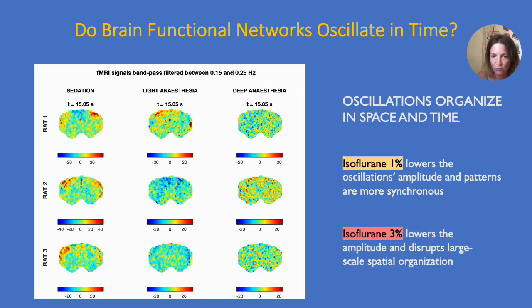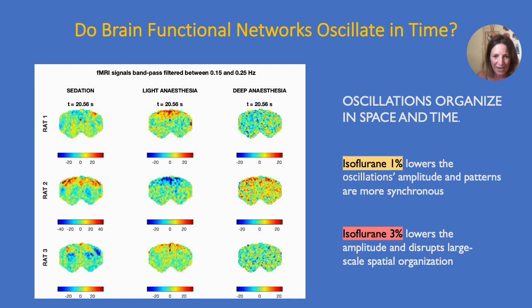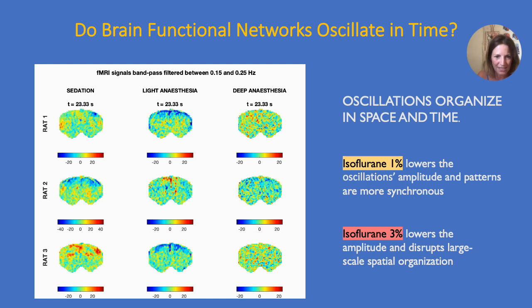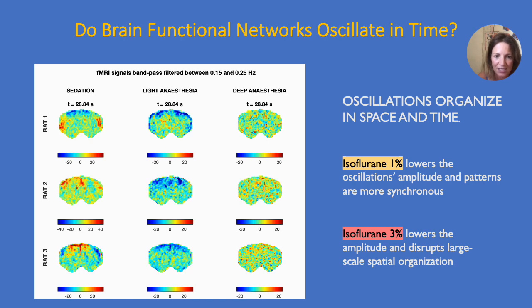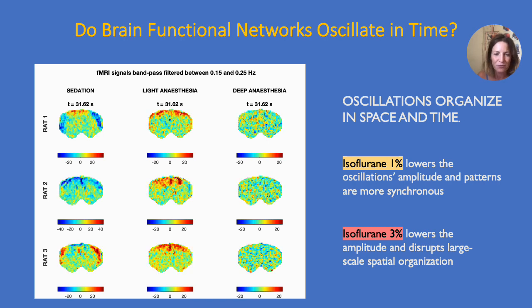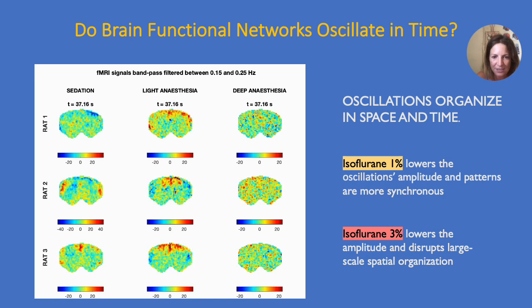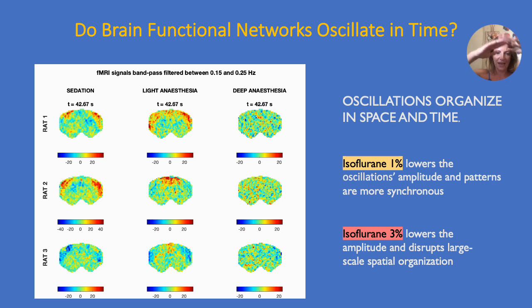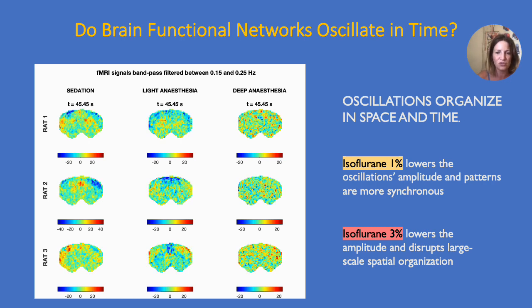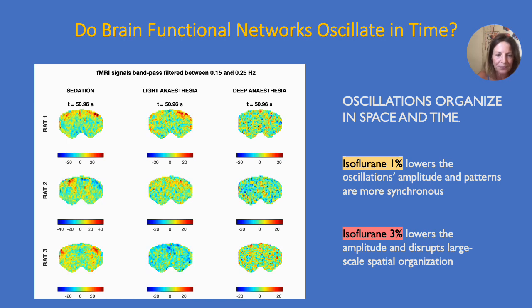And when we add isoflurane at 3%, as you can see, the macroscopic organization is lost. It's harder to detect any type of structure in the signals, except for some very slow activation, like you saw in this plot in the middle, rat number 2, where everything turns blue, then everything turns red, but it's a very, very subtle global mode.